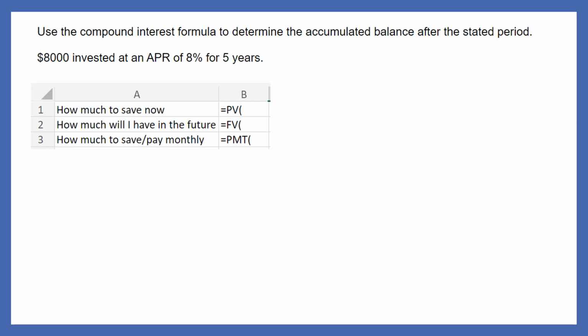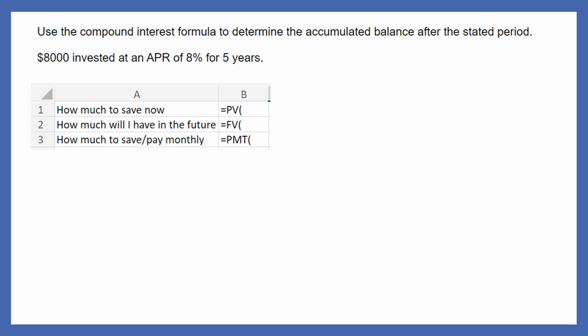Now, there's 3 big ones we use in this scenario. One is the PV function. That's for the present value, or how much do I need to save now? How much do I put now? The FV function is how much will I have in the future? And then the PMT function is how much do I need to pay monthly or save monthly? Do I need to add a monthly amount to my account?